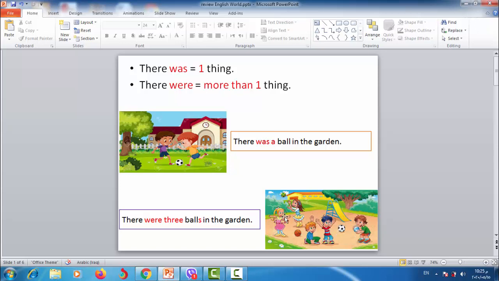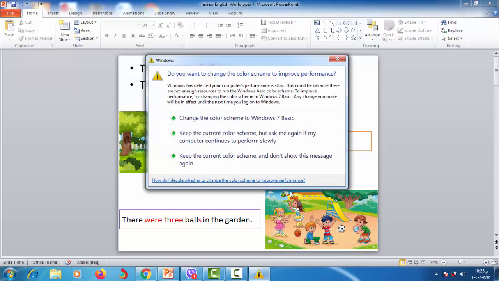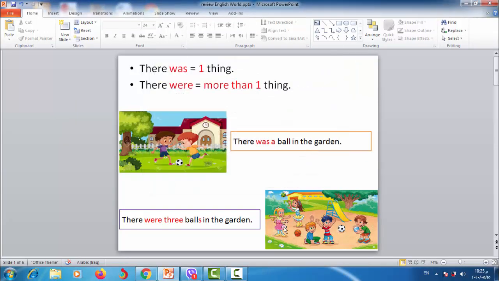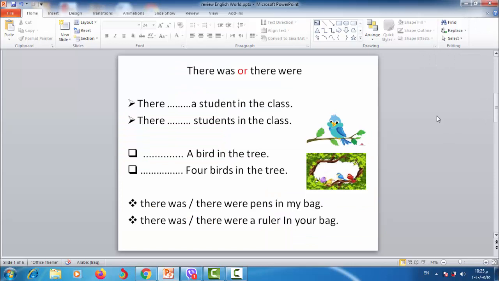But for boys and for girls, we cannot say there was boys. We have to say there were 3 boys, or we can say there were boys in the park. There were 3 boys in the garden. Also for the girls, we can't say there was. We have to say there were 2 boys, 2 girls in the garden. And there was or there were, this slide is just a quiz for you. Okay?